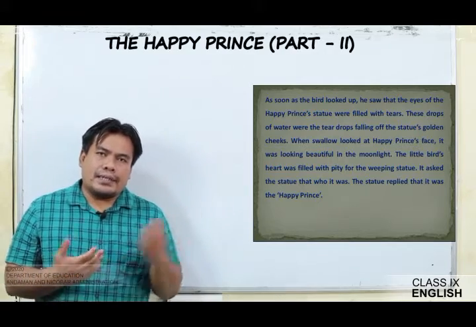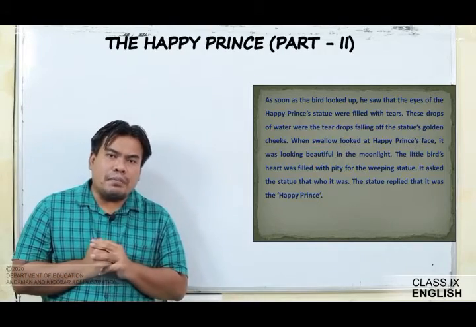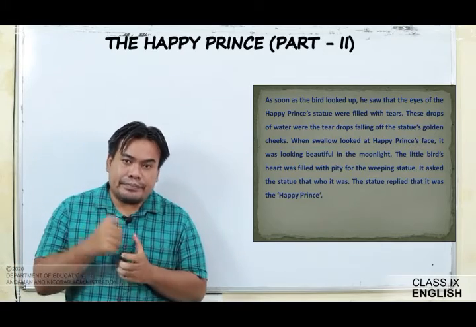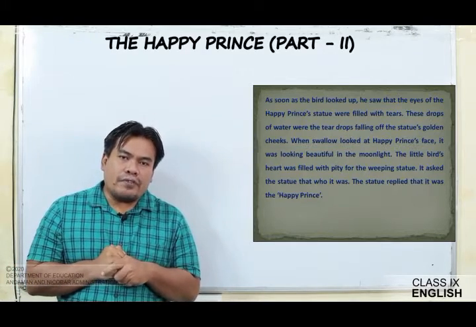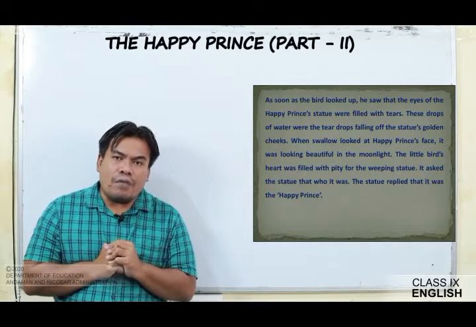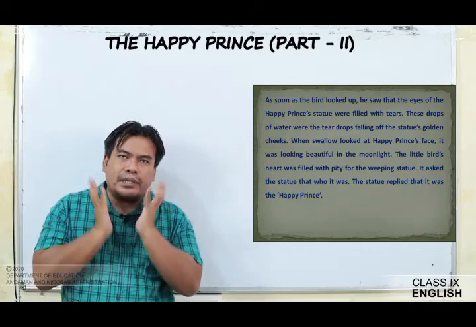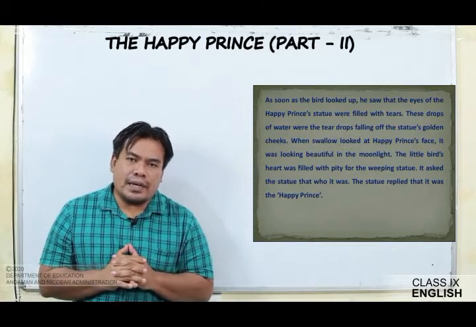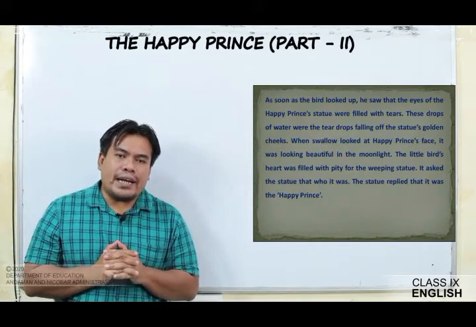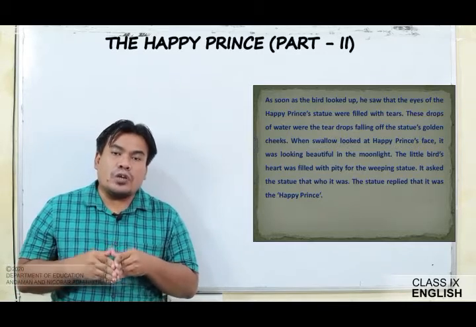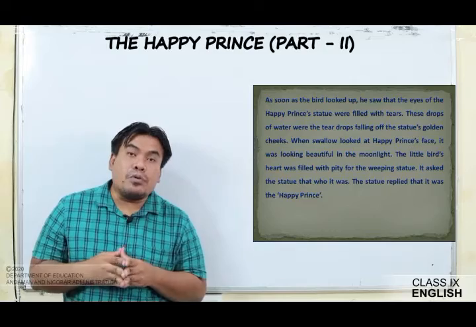So as I told you, as soon as the bird looked up, he saw that the eyes of the happy prince statue were filled with tears. These drops of water were the tear drops falling off the statue's golden cheeks. Cheeks mean the face. Okay? When the swallow looked at the happy prince's face, it was looking beautiful in the moonlight.